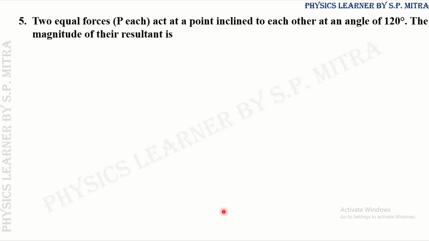In the last question, it was given that two equal forces P each act at a point inclined to each other at an angle of 120 degree. The magnitude of the resultant is. Here are the options. Let's see the solution now.